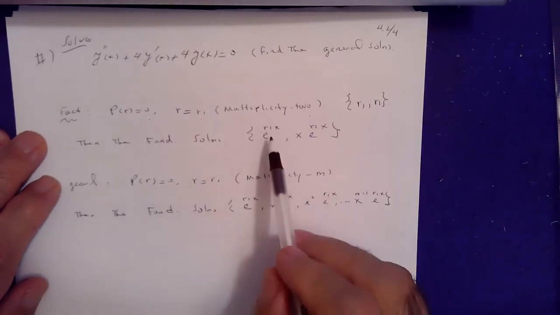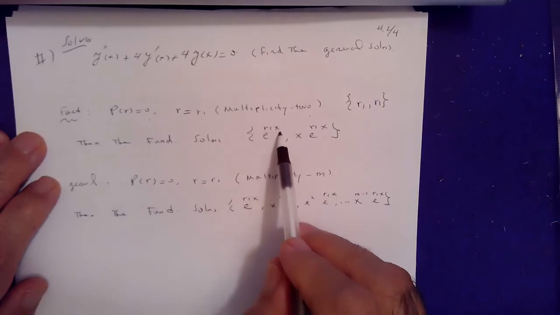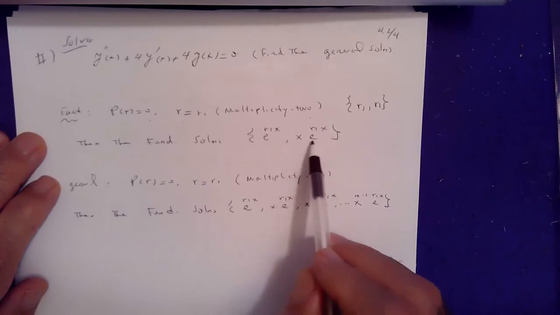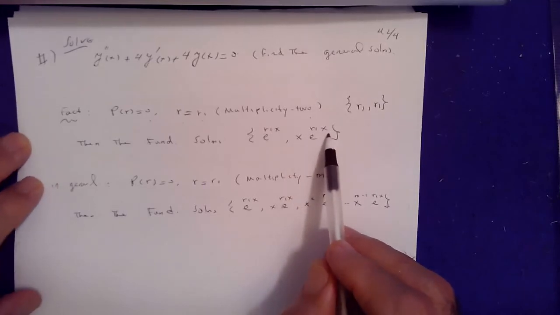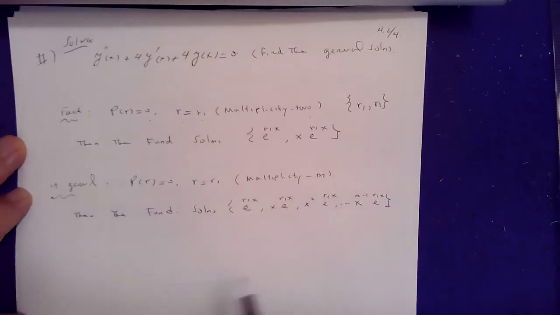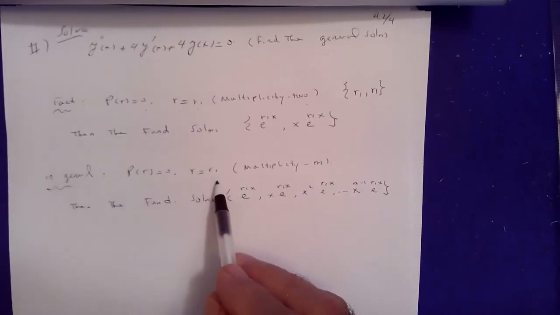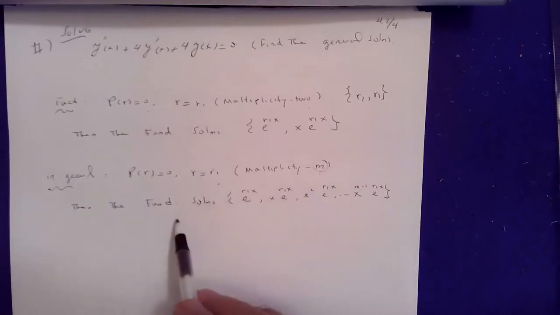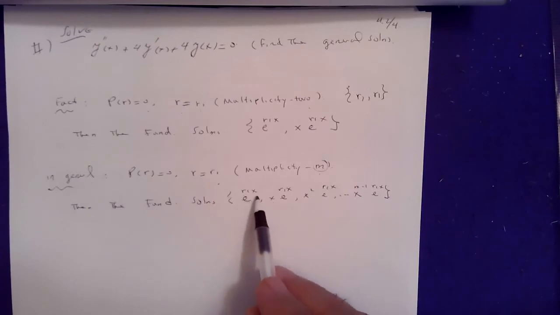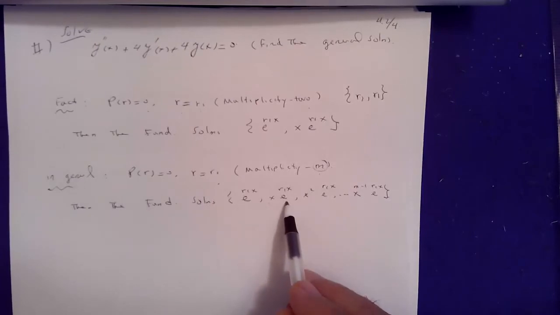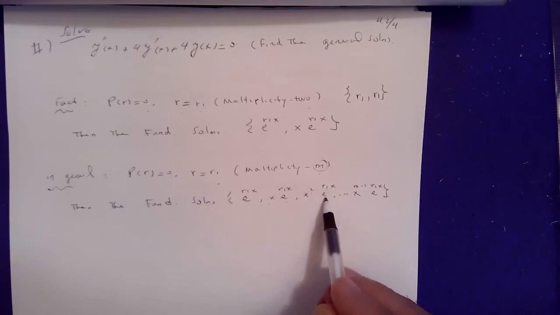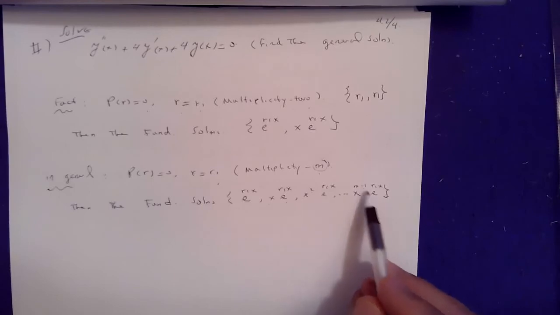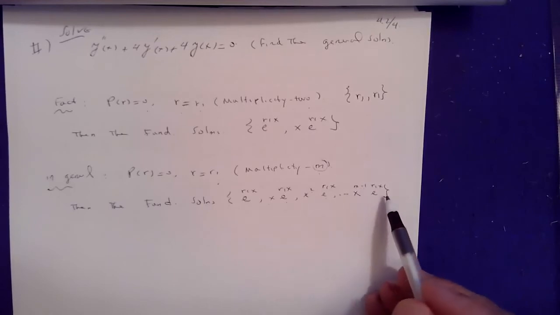So it turns out the first one is e to the R1x, but the second one is not e to the R1x, it is x times e to the R1x. And that's true in general. That means if you have a repeated root m times, then the fundamental solutions are e to the R1x, x times e to the R1x, x squared e to the R1x, all the way to x to the power of m minus 1 e to the R1x.